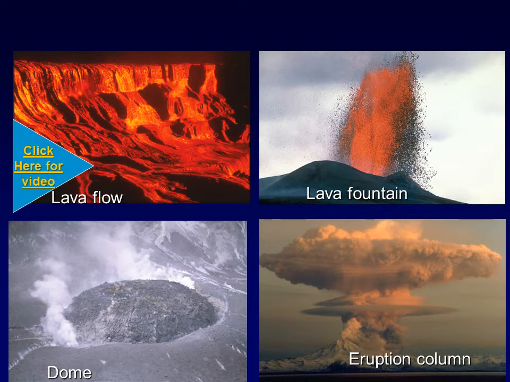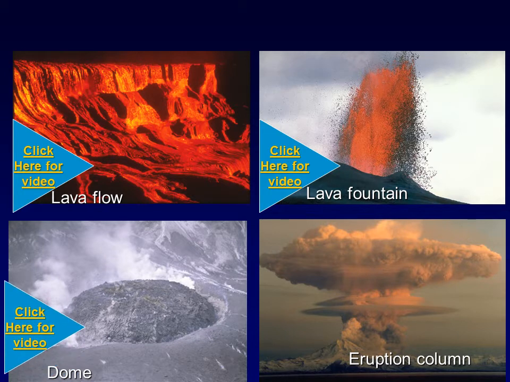I have some videos here of what a lava flow looks like, what a lava fountain looks like. We've already seen how a dome gets built with that cool time-lapse video, but this one shows you what happens when it collapses, which can be really devastating. And then the last one is the eruption column.